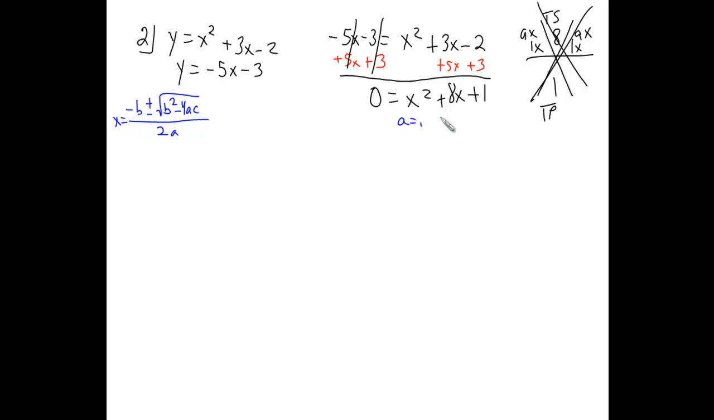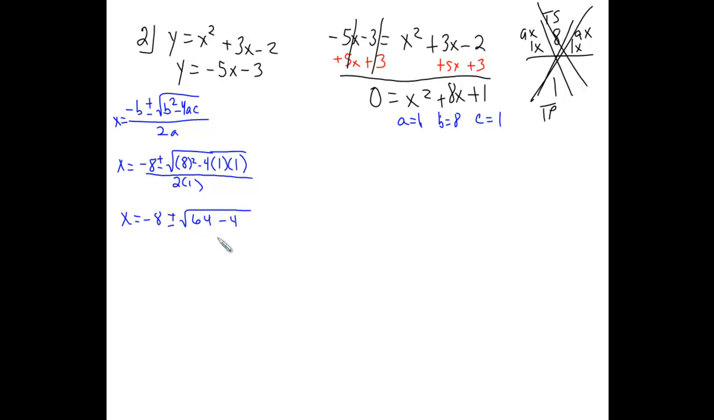A is 1, B is 8, and C is also 1. The opposite of b is negative 8, plus or minus the square root of 8 squared minus 4 times 1 times 1. This is all over 2 times 1. So we have x equals negative 8 plus or minus the square root of 64 minus 4. All of this is over 2.